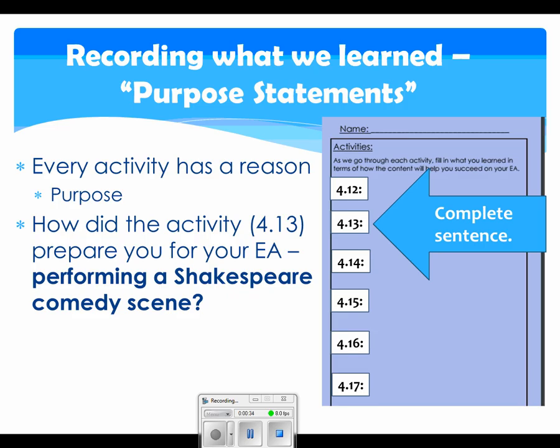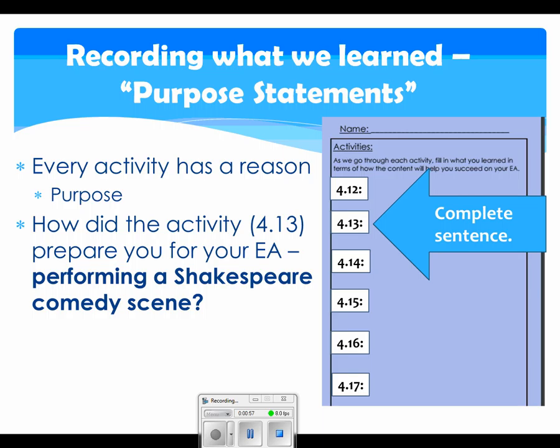So with that bookmark, you may or may not have completed your purpose statement for activity 412. 412 was the first activity of this half of the unit. All it was, we were unpacking what the heck is the assessment. Now, 413 is what we looked at on Friday and what we did yesterday.